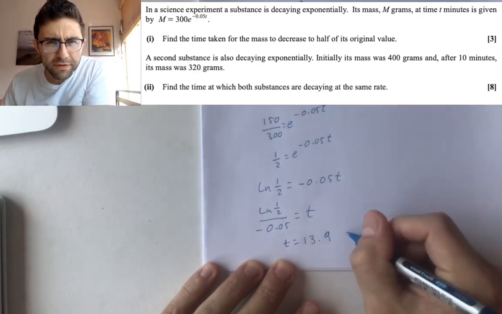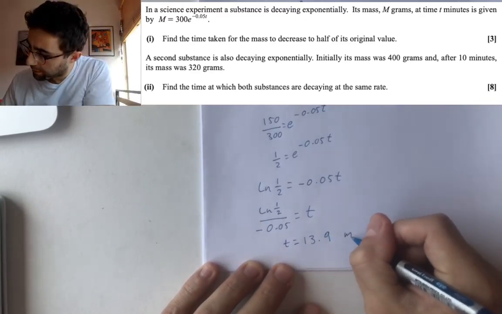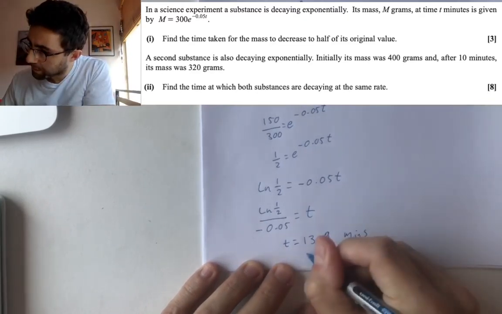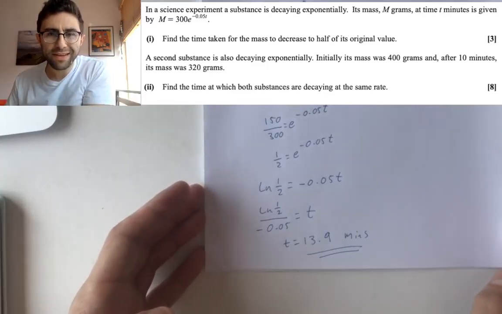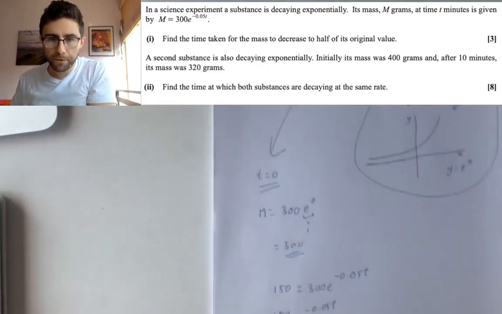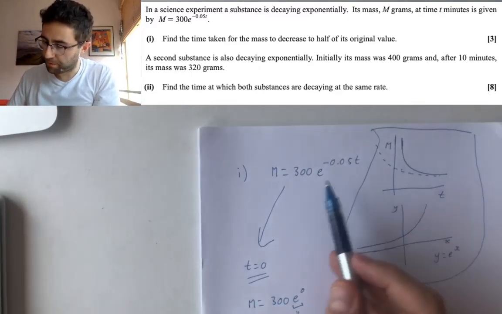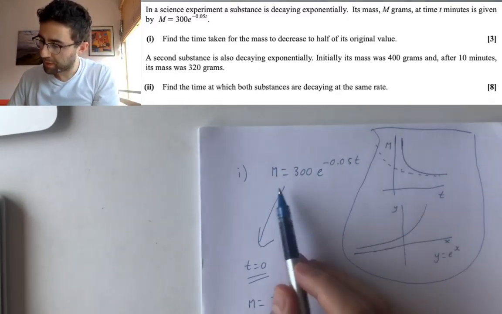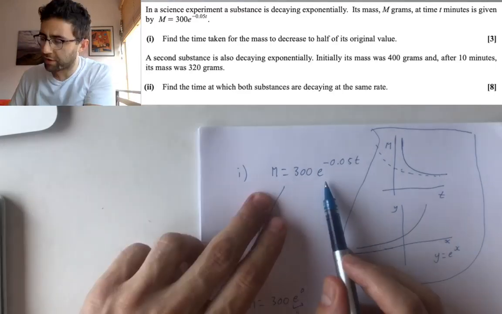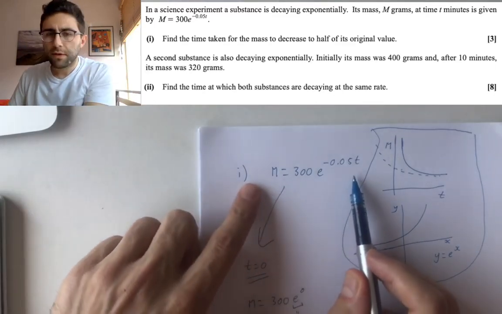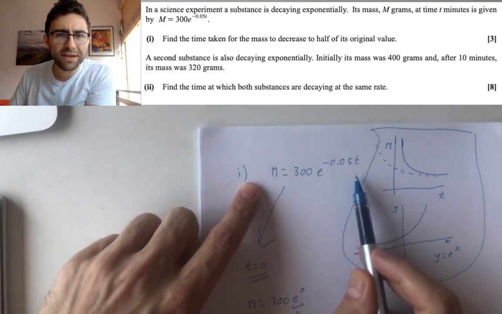Here, I would say that, and what we're dealing with, is it in minutes? So that's the time, okay. Find the time taken for the mass to decrease to half its original value. Turbo recap. Thrown at us like a snowball, an exponential snowball with ever increasing radius. Question was asked, how long does it take for this thing to half?